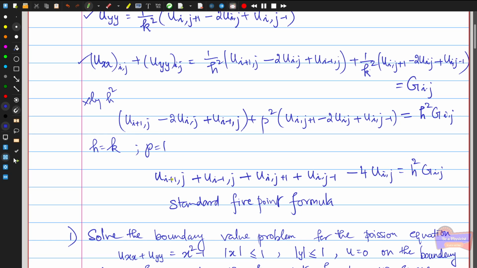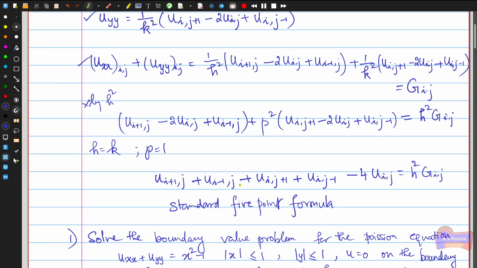I get u of i plus 1 comma j plus u of i minus 1 comma j plus u of i comma j plus 1 plus u of i comma j minus 1 minus 4 times u of i comma j, which is equal to h squared times g of i j. In the Laplace equation, the right hand side is equal to 0, so we can arrange the boundary values on the right hand side. However, in Poisson's equation, the right hand side already has h squared times g of i j. So this is the standard 5-point formula to solve Poisson's equation.